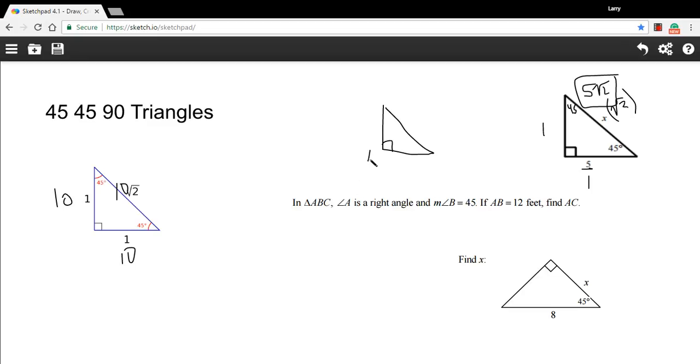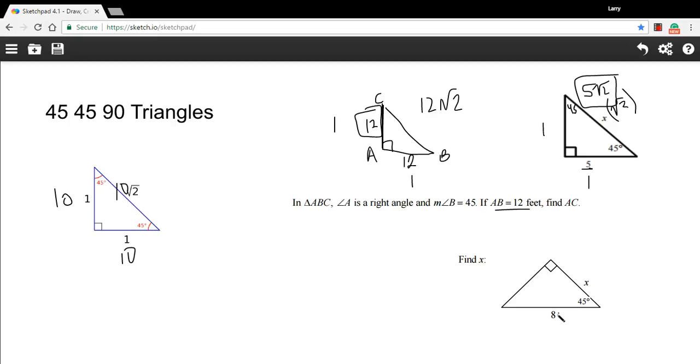It says A is the right angle, and then B is 45, and C is going to be 45 as well. So for my sides, this is the one side, this is the one side, this is the square root of 2 side. It says AB is 12 feet, so that's this side. Aha, so that's pretty easy. That's the one side, so I know this side is going to be 12, and this side is going to be 12 times the square root of 2. It says find AC, so that's this side, so that is going to be 12. So when you know the one side, it's pretty easy.